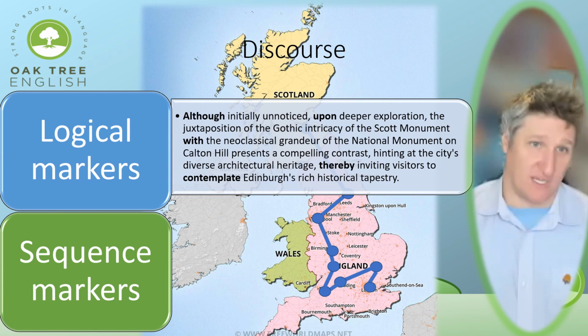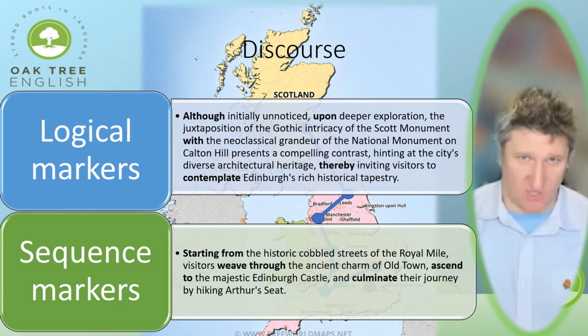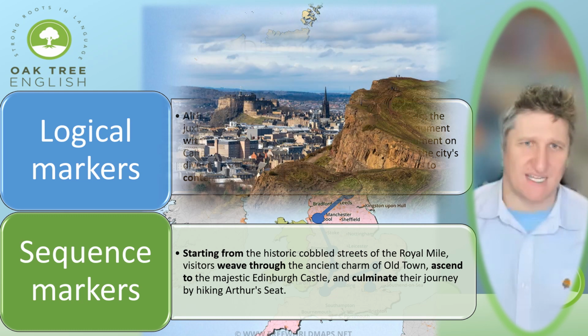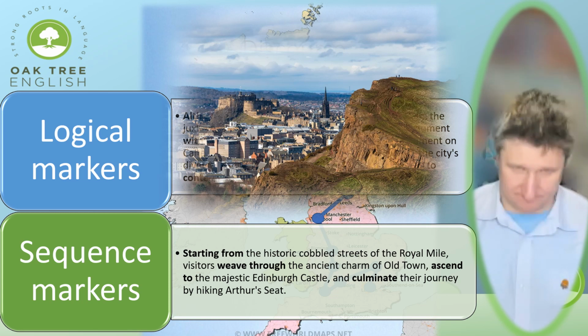Let's look at an example. Starting from the historic cobbled streets of the Royal Mile, visitors weave through the ancient charm of Old Town, ascend to the majestic Edinburgh Castle, perched atop Castle Rock, and culminate their journey by hiking Arthur's Seat.